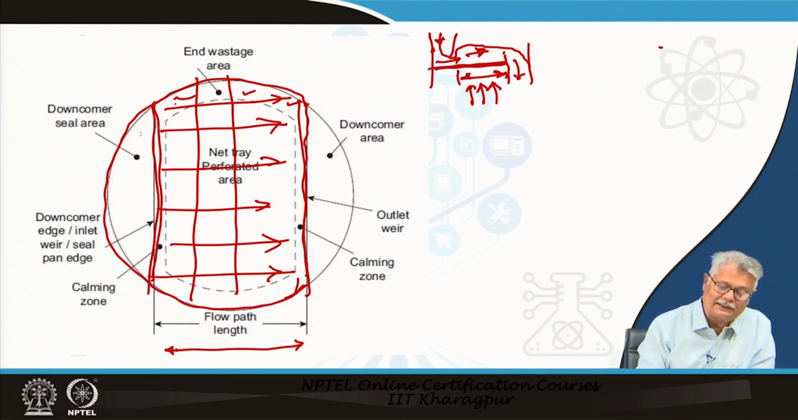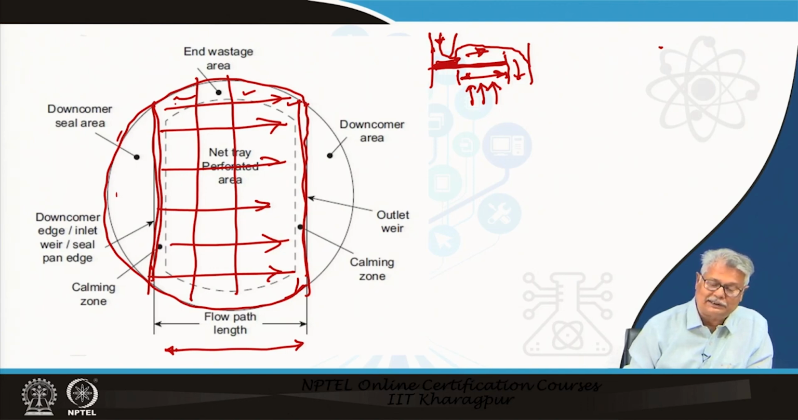It is obvious that this portion will not have any perforation. It will have the fixing arrangement with the tray support ring, and naturally, this is the area which is under the downcomer of the upper tray. So, this is the downcomer seal area. There are downcomer seals which are provided, there are downcomers without the seal also. The seal we will see what exactly it is when we go to the further diagrams.